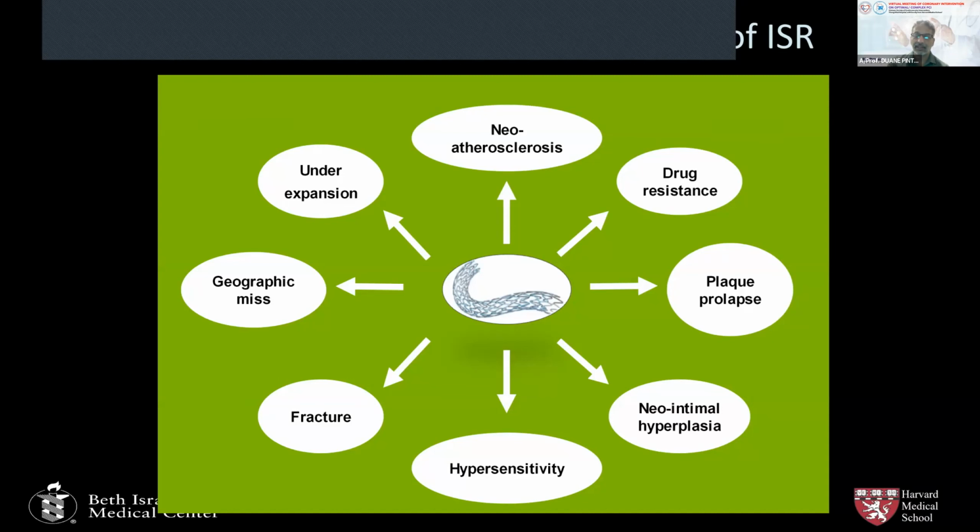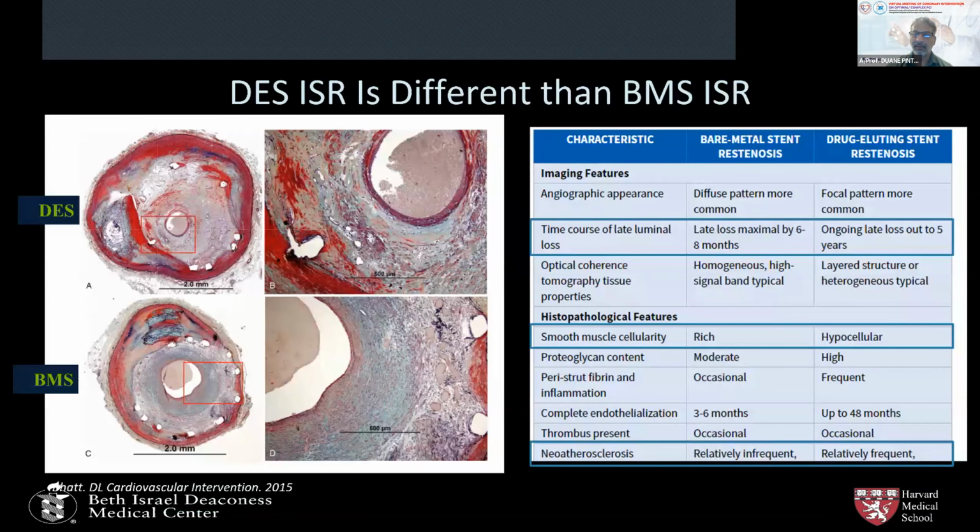And something that is a problem we can do something about, a problem of the index procedure, is stent under expansion. But when I trained, there was a lot of restenosis. Around 30% of cases had restenosis in the bare metal stent era. The time course was maximal by 6 to 8 months. The histopathology was of neointimal proliferation with a lot of smooth muscle. There was complete endothelialization of the stents by 3 to 6 months.